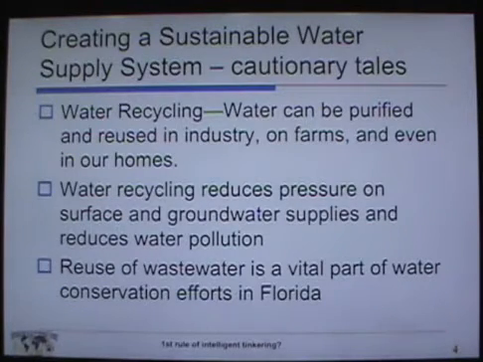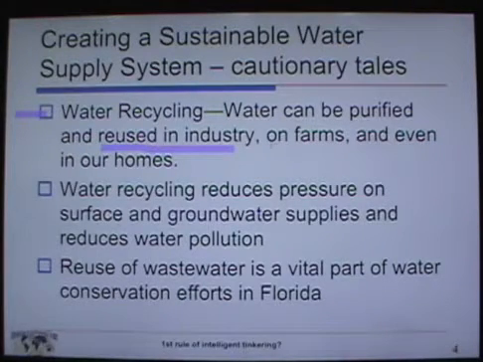Sustainable water supply. Some cautionary tales about it as well. So we talked in the last lecture about a small town of Lake Placid that actually has a water reuse system. But water recycling, in many parts of the world, I think Tokyo is a place where they've actually been able to take water for years from treated wastewater and recycle it and reuse it. Well, that's what we're talking about. We can purify water and reuse it in industry, farms, and even in our homes. So we're not quite to that point yet, although there's some talk of that. Not to drink. Don't worry about that.